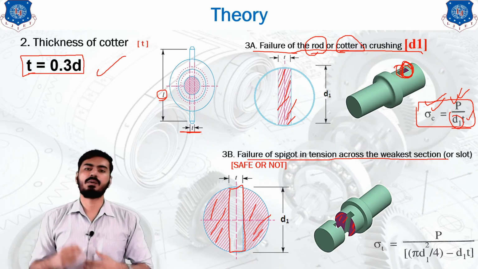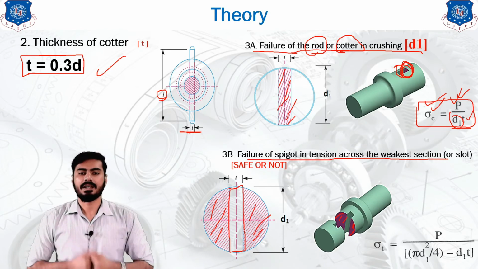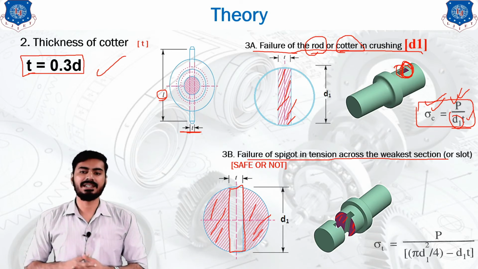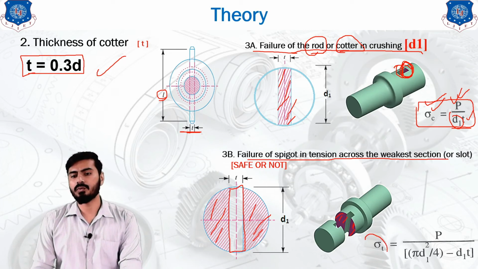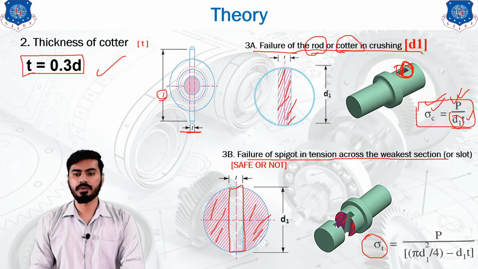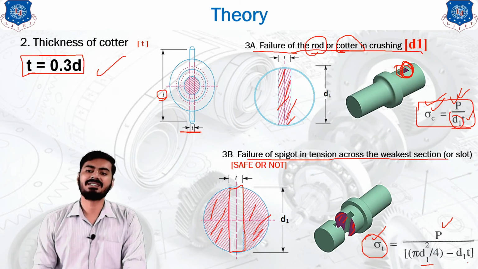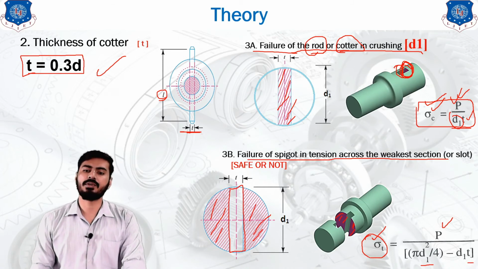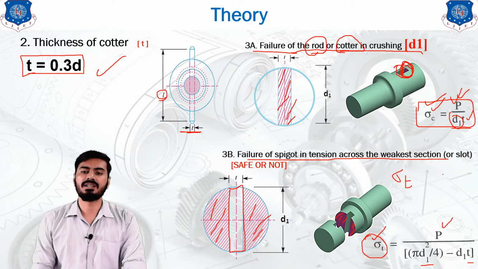So our equation would look like this: sigma t equals force upon area. The area is already explained in this diagram. Then you can easily calculate the value of sigma t. Our intention is to verify whether this is safe or not, and for that you need to calculate sigma t and compare it with the given data. P is known, d1 is calculated using the assumption, t itself is an assumption, and that's why we will calculate sigma t and compare it with the given sigma t.